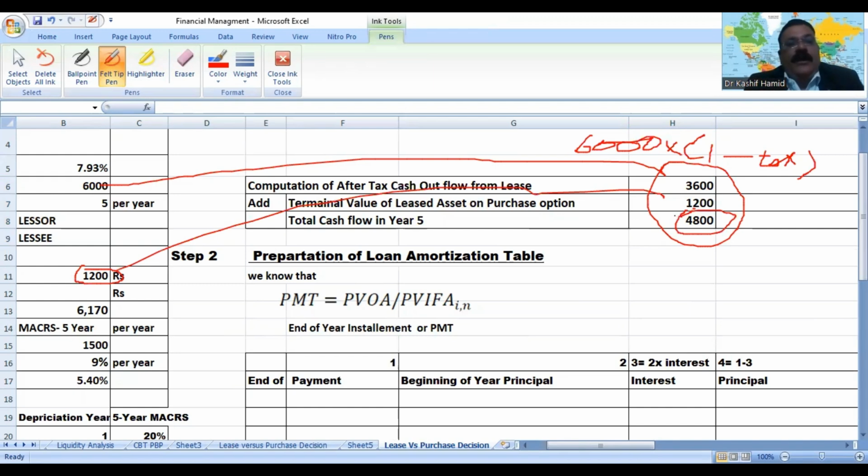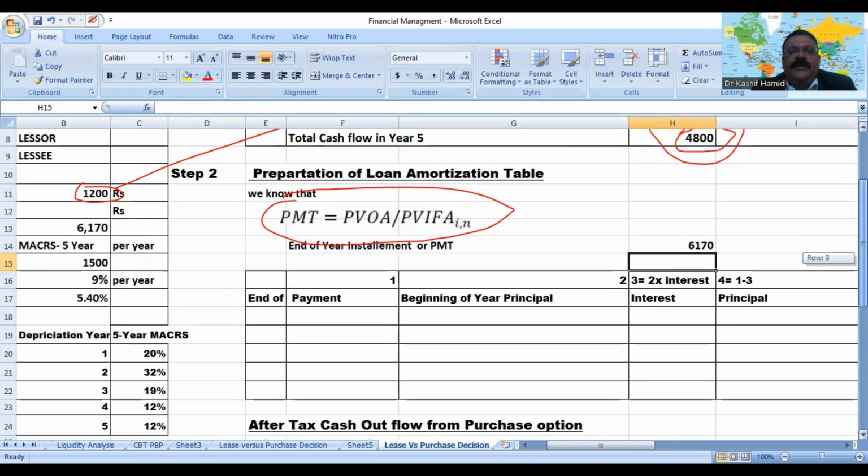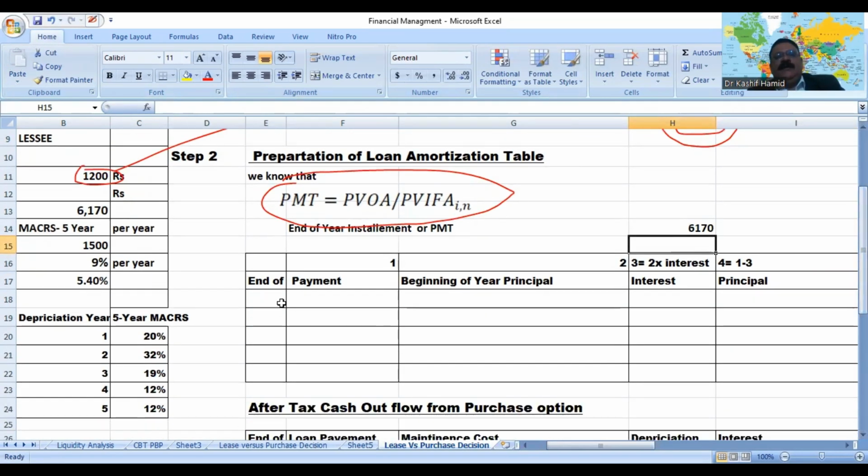Now, the second step is the preparation of a loan amortization table. Our first step regarding lease has ended. Step 2 is preparation of loan amortization table. In the first instance, we will compute the end of year installment by using the computation of time value of money that we have already computed in our question. Payment is equal to 6130. Now we know how to compute the loan amortization table as in the chapter of lecture 9 of the time value of money.